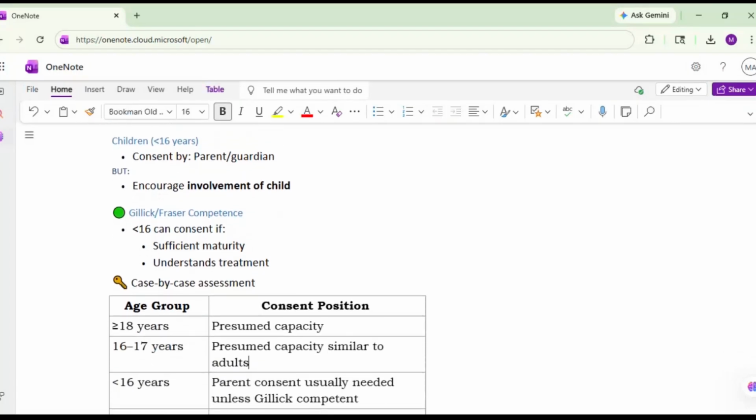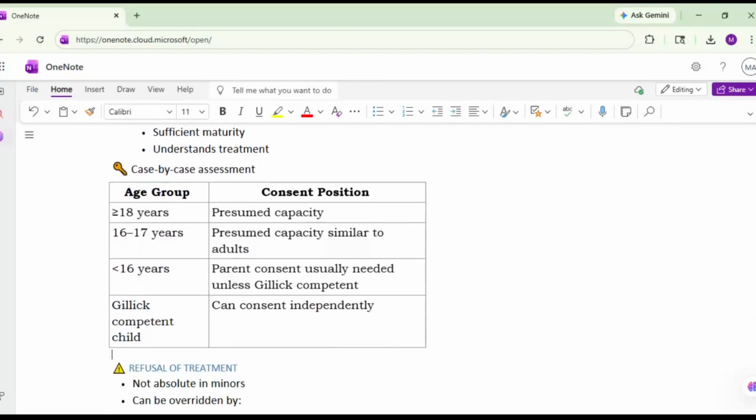Above 18 years, always presume capacity. Between 16 and 18 years, capacity is presumed, similar to adults. Below 16, a parent will give the consent, but a child can give it if they are Gillick competent. So below 16 years, parental consent is usually needed, but if the child is Gillick competent, then the child can consent independently.